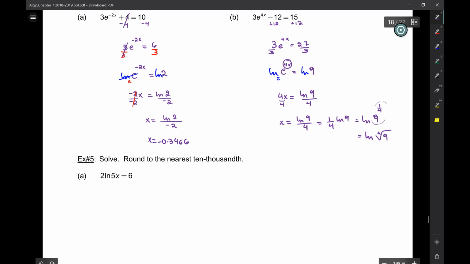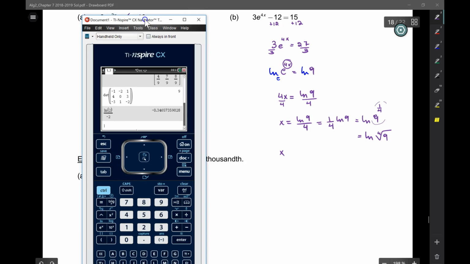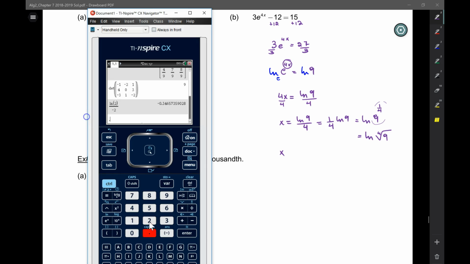And in decimals, so when I go to plug this into my calculator, instead of doing ln of 9 over 4, you know what I do? Because 1 over 4 is 0.25, I just do 0.25 ln of 9. Okay? So that's 0.5493.